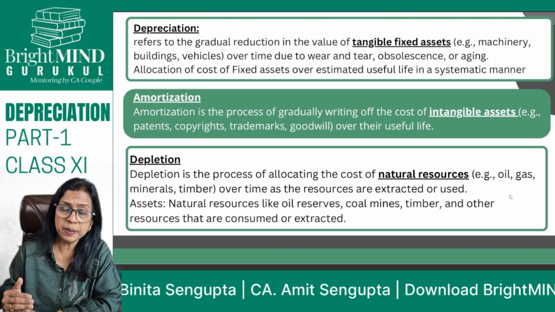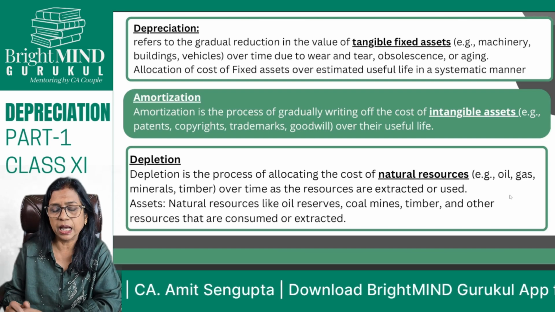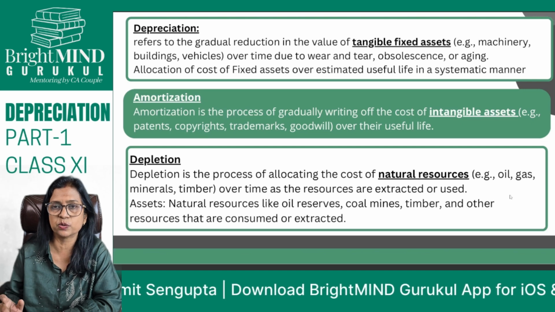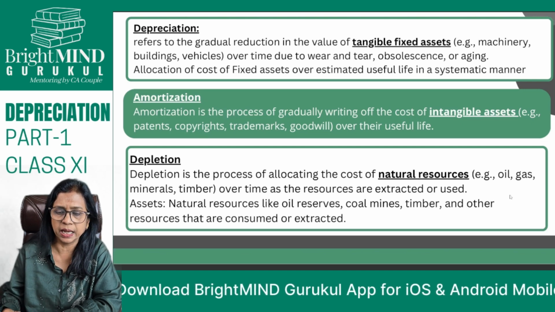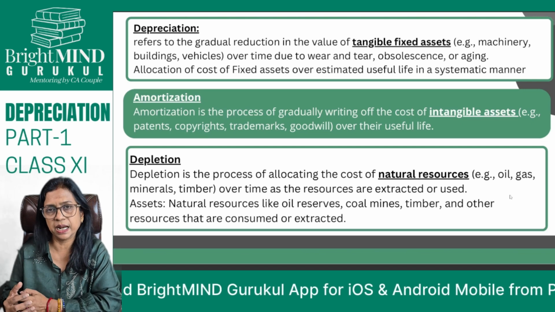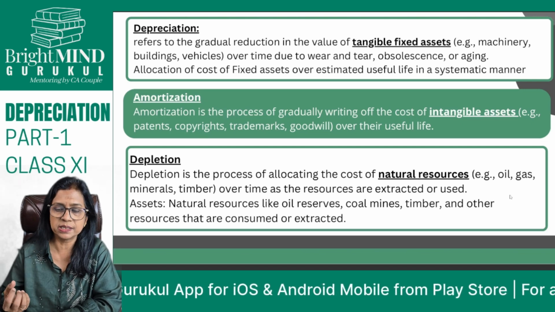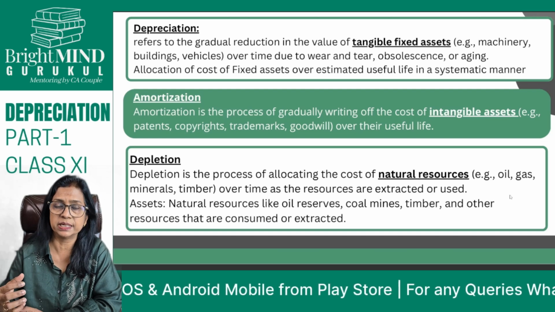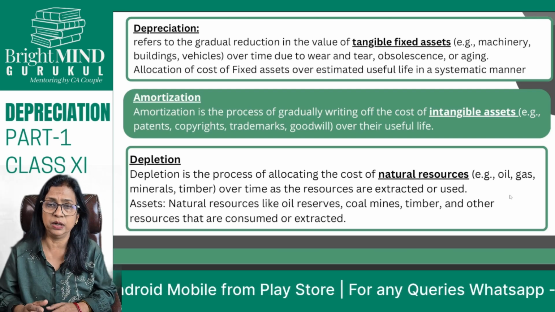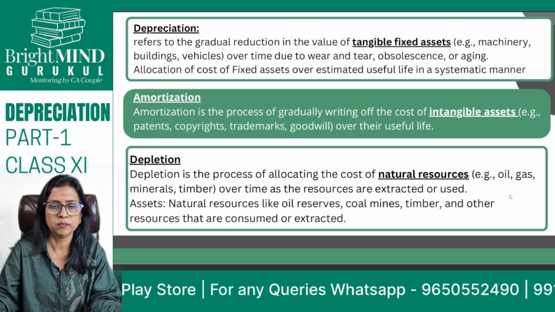Now depletion. Depletion is the process of allocating the cost of natural resources like oil, gas, minerals or timber over time as the resources are extracted and used. So natural resources like oil reserves or coal mines, timber, etc., they are consumed or extracted, and in this way their value gets reduced. So this is called depletion.